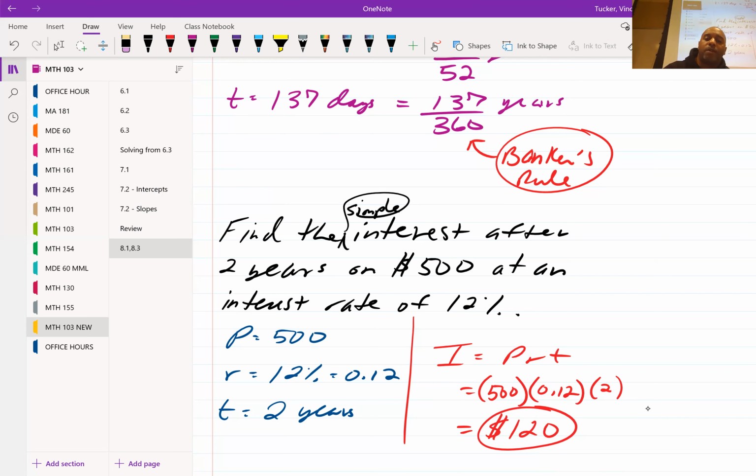And then from there, use our interest formula, P times R times T. 500 times 0.12 times 2 is going to be 120. So $120 will be the amount of interest that will be accumulated after the 2 years. We put $500 in this account at 12% interest rate.